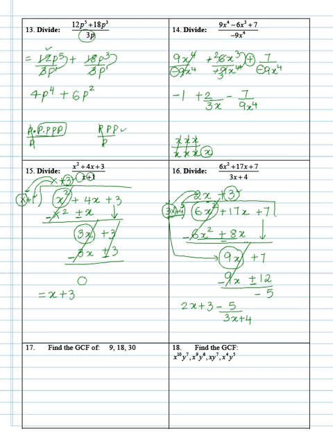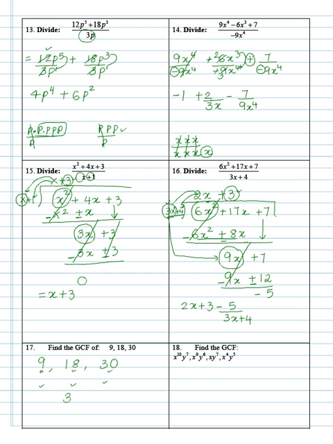Problem 17. Greatest common factor. So I'm looking for the greatest number that goes into 9, 18, and 30. And the only number that goes into 9, 18, and 30 would be 3. You might think 6. 6 does not go into 9. 6 goes into 18 and 6 goes into 30. But 3 is the only number that goes into 9, 18, and 30. So the greatest common factor here is 3.